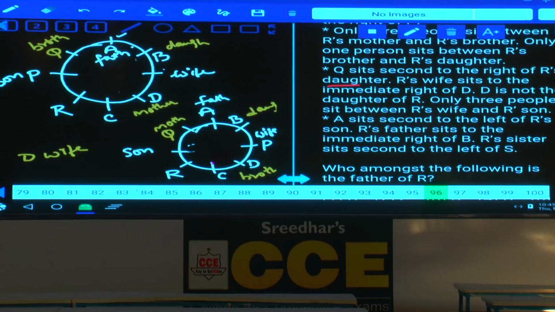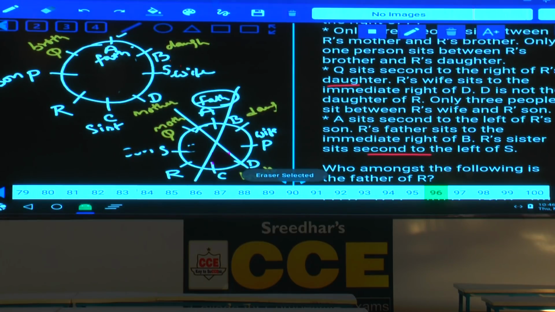R's sister sits second to the left of S. Finally, who is the person left over here? S. S is here. As S is here, R's sister sits second to the left of S, and C is the sister of R. Done? Now in the next case, then where should this S be? S is here. If S is here, R's sister sits second to the left of S. Sister and father must be in the same place. Is it possible? No. Hence, with the help of the last statement, the second case got invalid. Now we are left with only one case. Done? And this is the final arrangement.